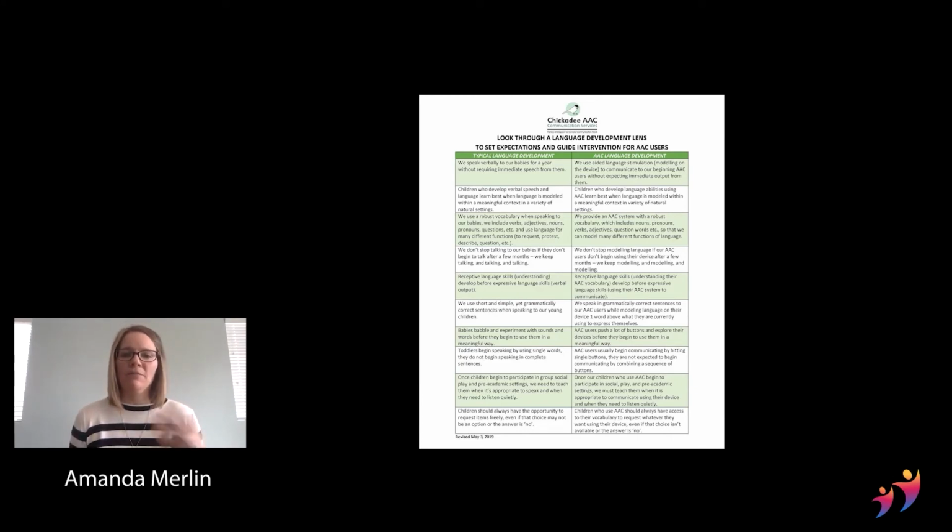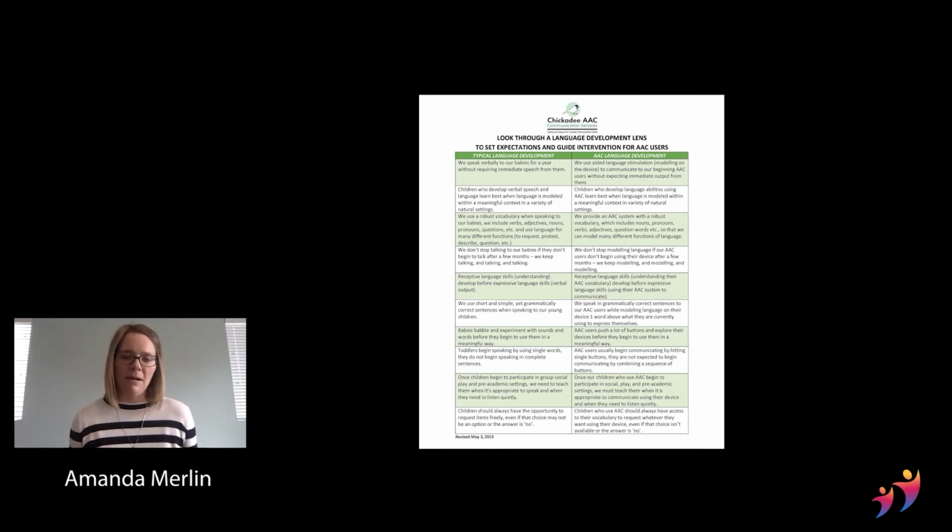So we speak verbally to our babies for a year. We use aided language stimulation or modeling on the device. We use robust vocabulary when speaking to our babies. We're going to do that same thing with the AAC system. When we're modeling language, we're going to model all of the things. We're going to model our feelings. We're going to model what we're doing. We're going to model where we're going. We're going to model any words we can think of that happen to be there. That's what we're modeling. We don't stop talking to our babies. We're not going to stop modeling language on AAC.